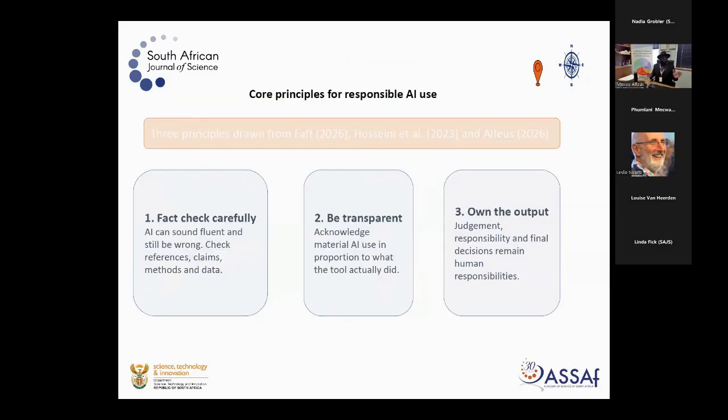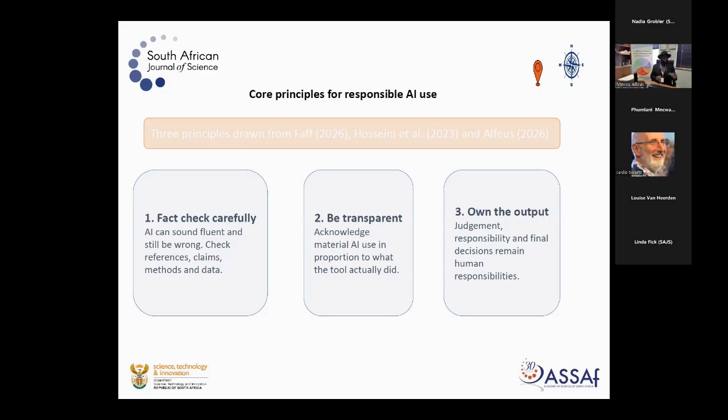So what are the core principles for the responsible use of AI? I gathered some resources from Robert Pfaff, who also makes quite a lot of use of generative AI, and also Hossein, who published two papers in the South African Journal of Science in 2023 and 2024. And of course, you can also look at my editorial in the current issue of the South African Journal of Science.